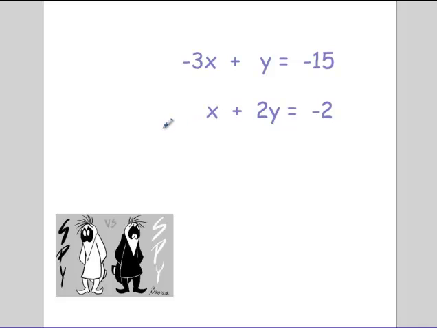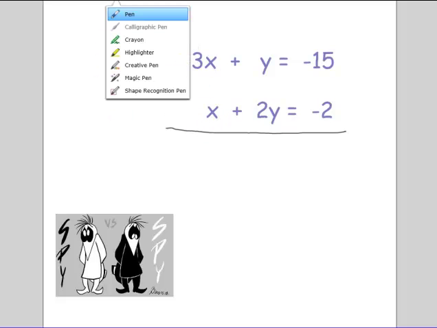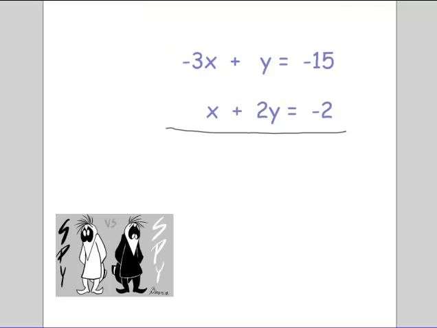All right, one more, and then we're going to cover these rules. This one might be the easiest one yet because we've got a couple of options, and they're both pretty easy. If I multiply the bottom equation by 3, I would get a positive 3x here, and those would cancel out. So that's one option. Another option is I could multiply the top equation by a negative 2, and it would give me a negative 2y here, and those things would cancel out.